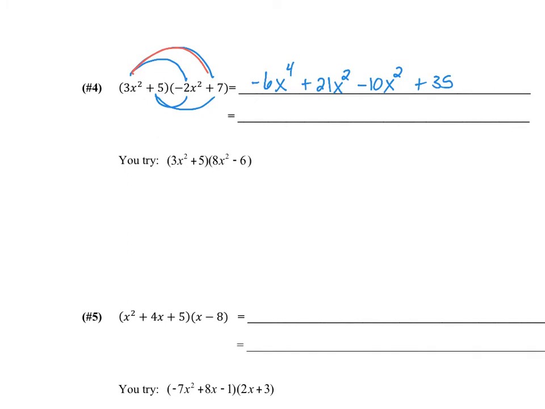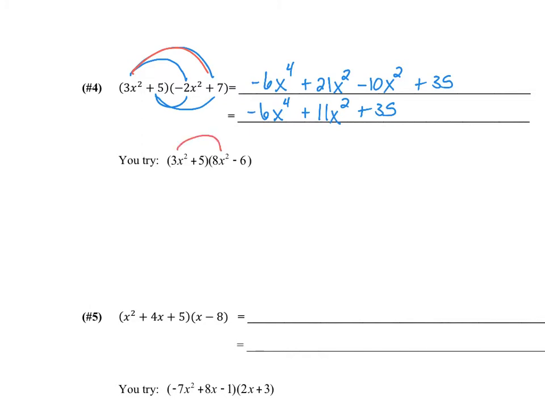So we FOIL, or we distribute everything in the first parentheses to everything in the second parentheses. And then we combine like terms. So we have a negative 6x to the fourth. 21x squared minus 10x squared is 11x squared. And then we have a plus 35. Okay, there's one more FOIL example.